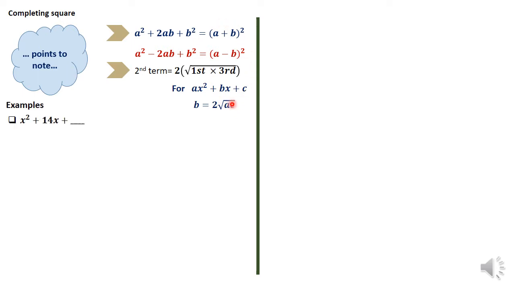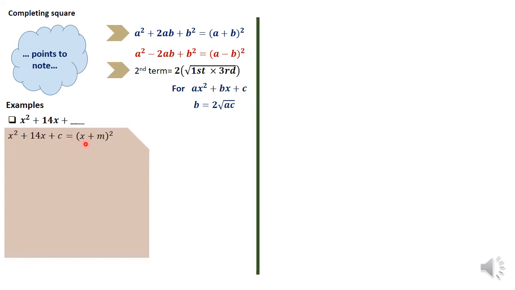And the first question is x squared plus 14x plus a third term that's not given. Let's approach the question this way. First of all, we replace the third term, which we don't know, with a c, and equate that expression to x plus m, and that one there is squared. I've put the middle sign here to be positive because of the positive that I have here.